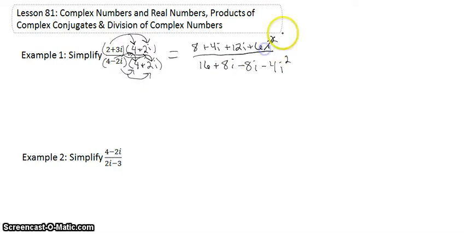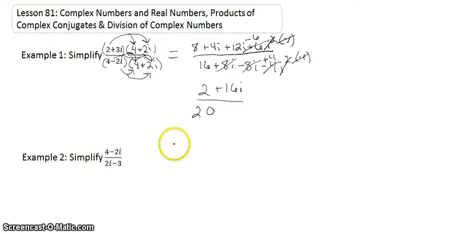So i squared is a negative 1, so that multiplied by the 6 here makes this a negative 6. So 8 minus 6 is 2. And then 4 plus 12 is 16, and that keeps the i with it. Then in the denominator, we have another i squared, so that is a negative 1, which multiplied by the negative 4 makes that a positive 4. So 16 plus 4 is 20, and then 8i minus 8i, well, that is 0.